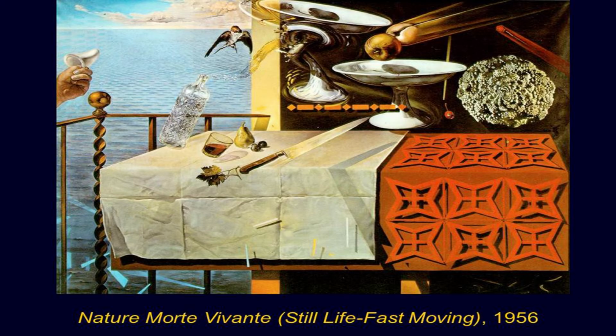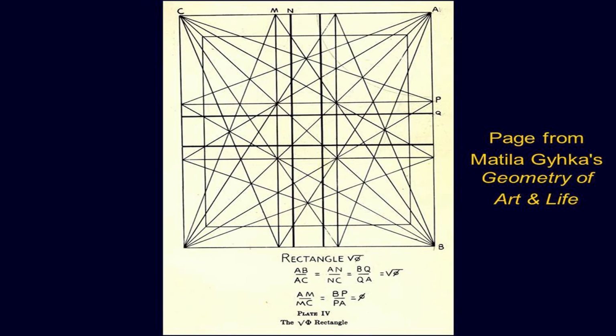The following year, Dali makes Nature More Vivant, which we have upstairs. This is the first of these large canvases where there is no explicit Catholic symbolism, even though it has the same sort of message of nuclear mysticism, a kind of religious experience, but no longer needing to have a particular Catholic theme. And this is a page from Attila Geica's book, The Geometry of Art and Life.